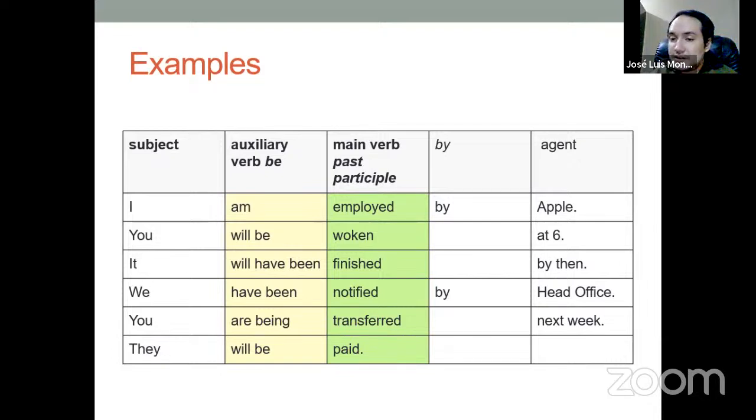You are being transferred next week, right? She's being explained, right? She's being explained what she has to do.